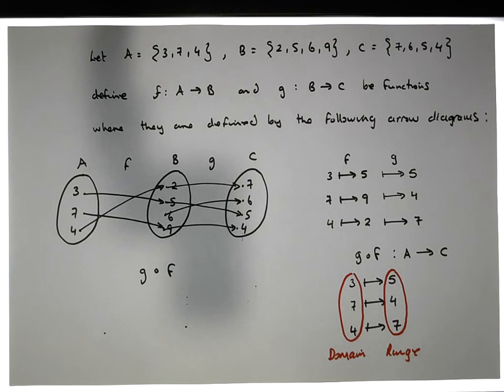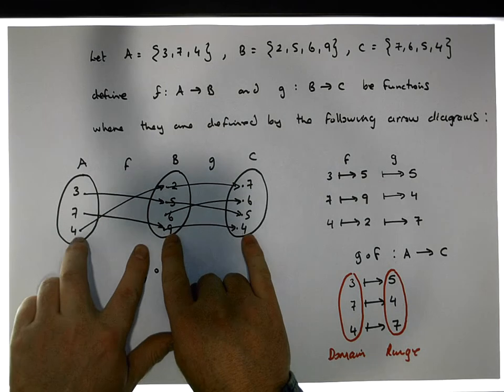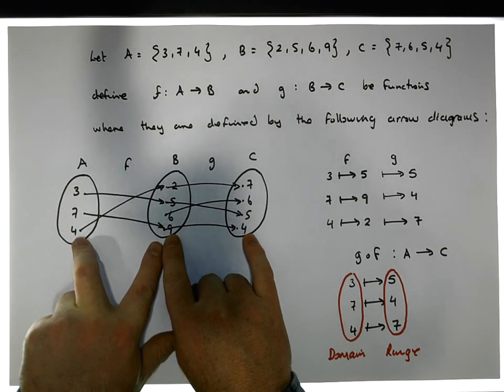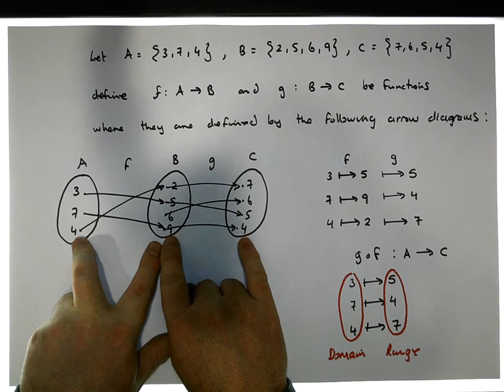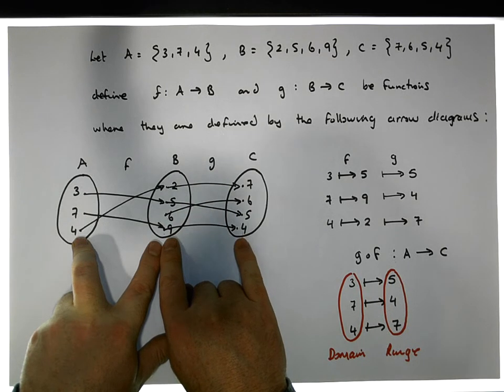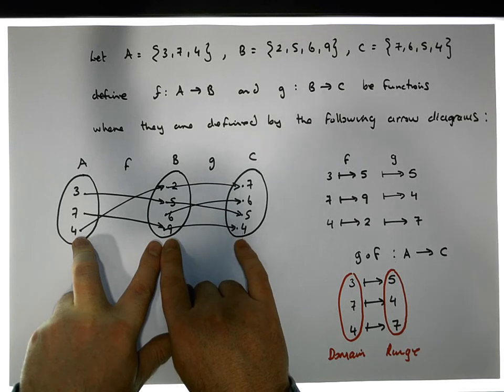So g after f is a function. In the next example, we're going to have a look at some general functions, where instead of providing the specific values that are mapped across, we'll define them using polynomials and other types of functions where we have x's and y's.